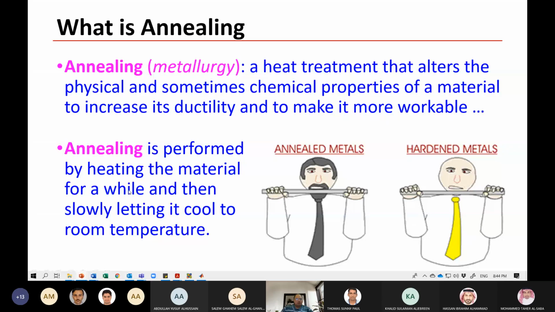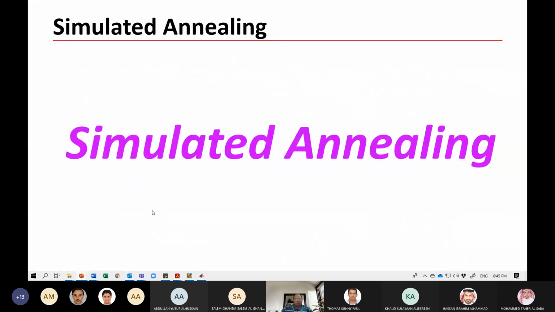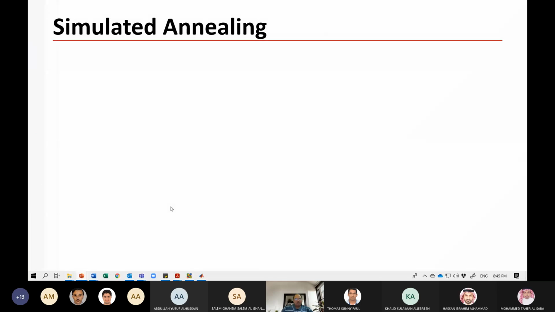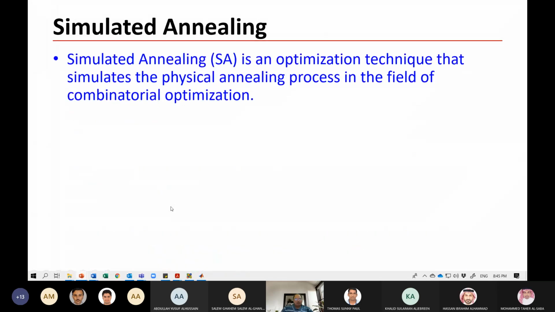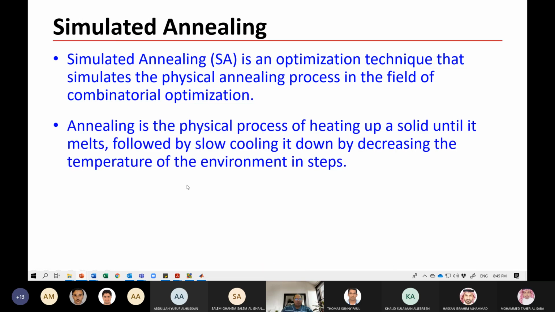So we have two stages here in the physical annealing, heating up and cooling down. Simulated annealing is an optimization technique that simulates the physical annealing process in the field of combinatorial optimization. Annealing is the physical process of heating up a solid and then slowly decreasing the temperature.